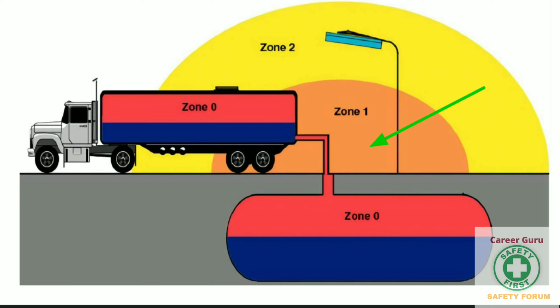Now zone 1 means it will be like mild risk. Mild risk means the risk level will be a little mild. Okay, and zone 2 will be very least. So this is how we classify it.